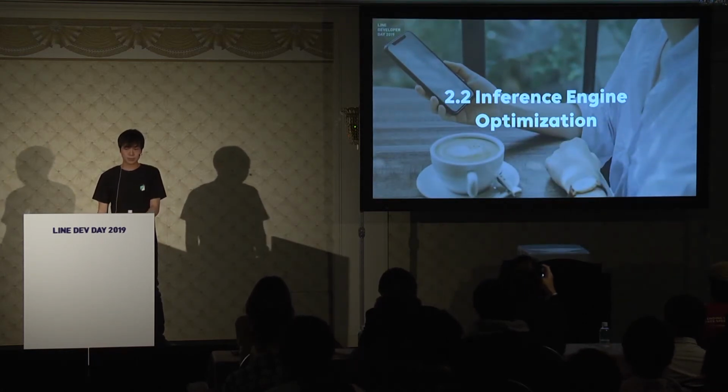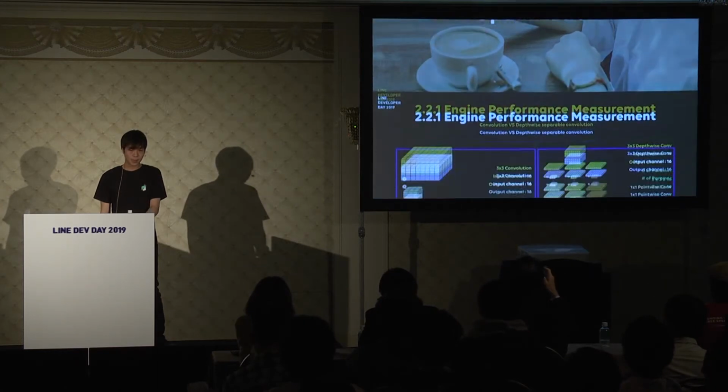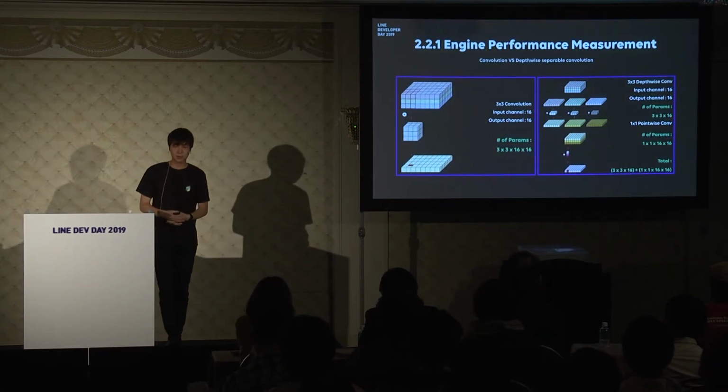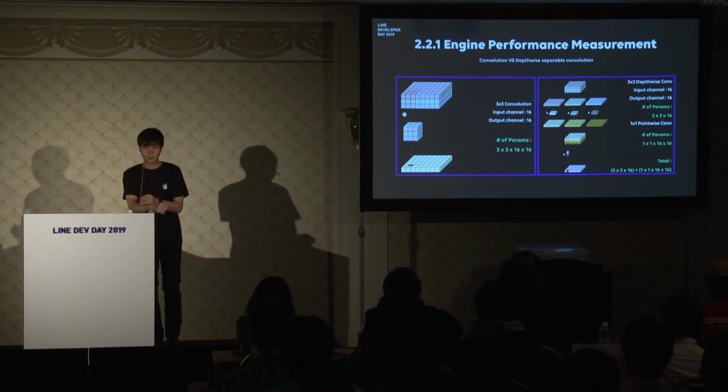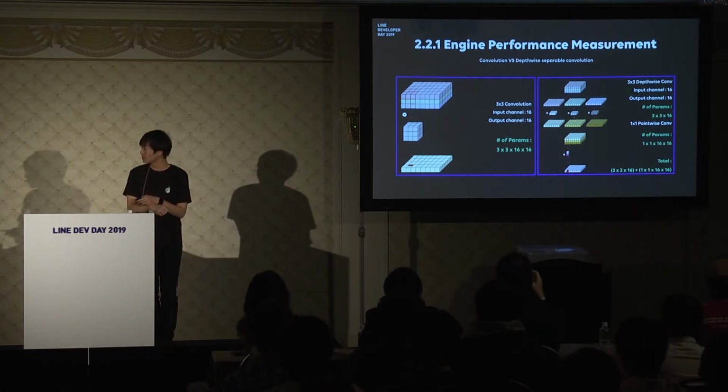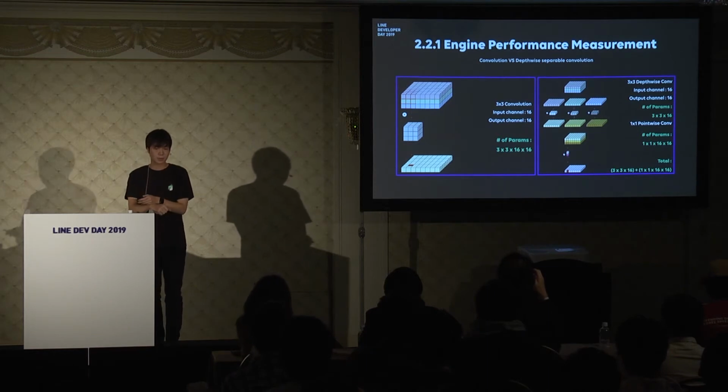So second is about inference engine optimization. There are many known ways to optimize. One of them is depth-wise separable convolution. Depth-wise separable convolution splits the layer into two steps. Let's see how it works if you split it in two steps.